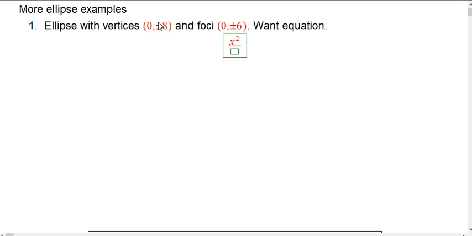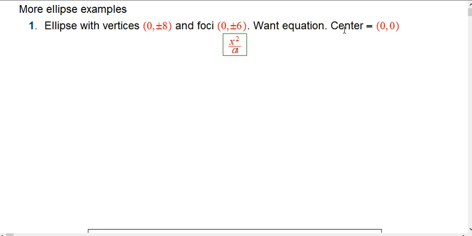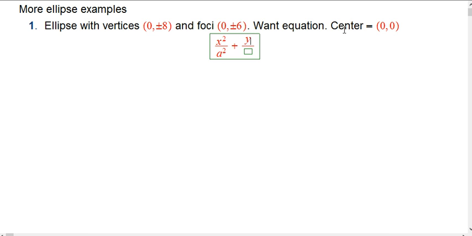Notice that the vertices are symmetrical around the origin, and the foci are symmetrical around the origin, so the center is the origin. In the next one, we'll do one where the center is not the origin, but we haven't shifted it yet.